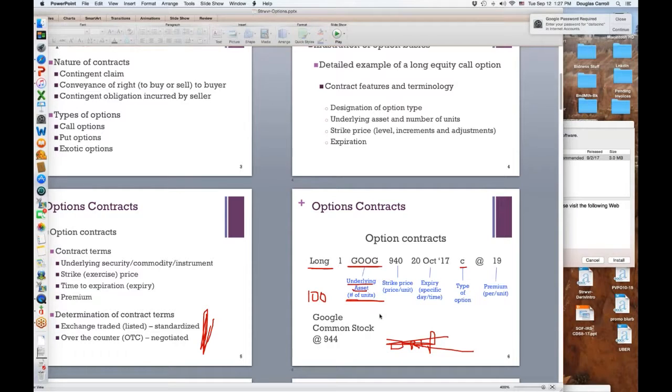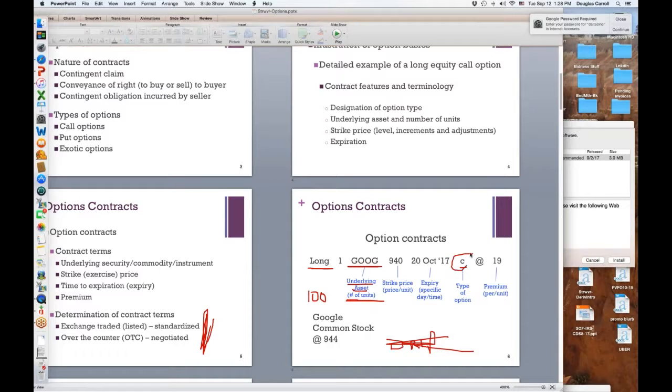Going forward, I'll assume that what we're talking about is an exchange-traded option, which we'll talk about in a number of pricing scenarios in one of the subsequent slides, although I will mention some issues that come up in the context of negotiated or over-the-counter options as part of the discussion.